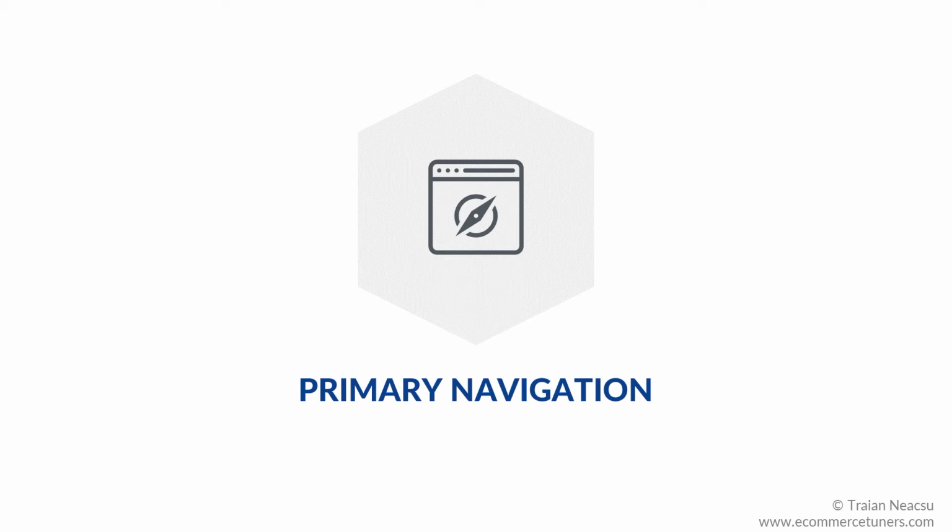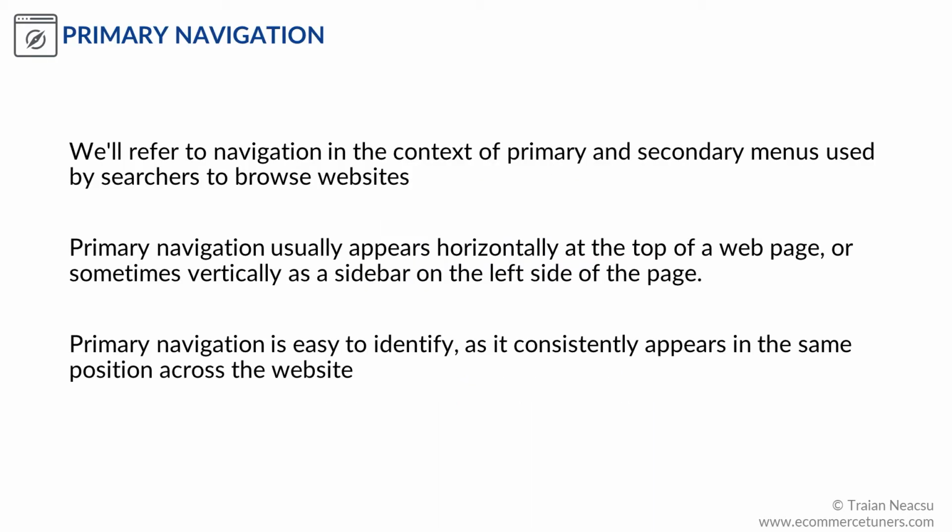Primary navigation. Theoretically, any HTML link is a navigation element, but for our purposes, we'll refer to navigation in the context of primary and secondary navigation menus that visitors use to browse items. Primary navigation is also known as global navigation, while secondary navigation is referred to as local navigation.